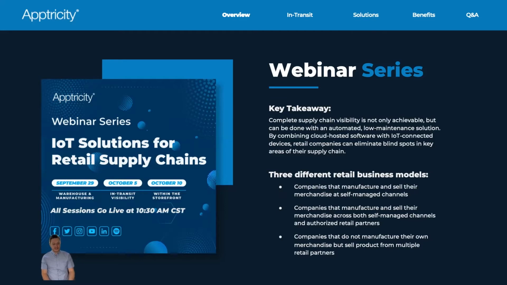And we're going to really be addressing three different retail business models. The first being companies that manufacture and sell merchandise at self-managed channels. Basically, companies build their own product and then they sell at their own stores that they manage. The second type of company would be one that manufactures and sells their merchandise across both self-managed channels and authorized retail partners. The example I used last time was Nike. They operate their own stores, but they also sell at other retail shops like Dick's Sporting Goods, or if you're here in Texas, Academy Sports and Outdoors is another big one. So different sporting goods stores.